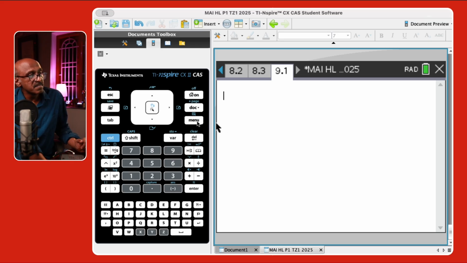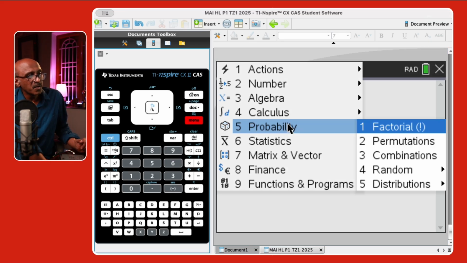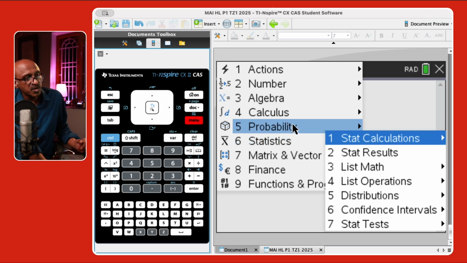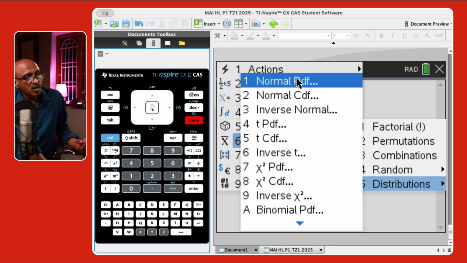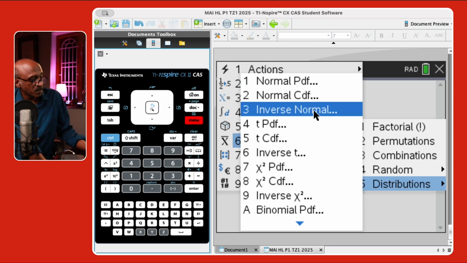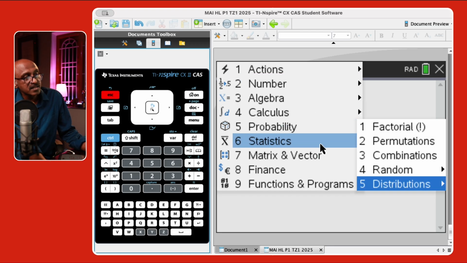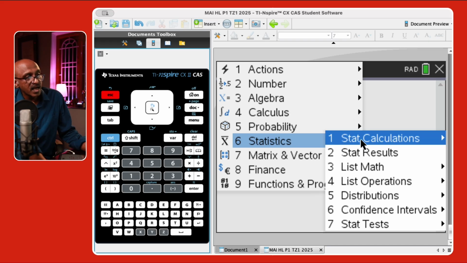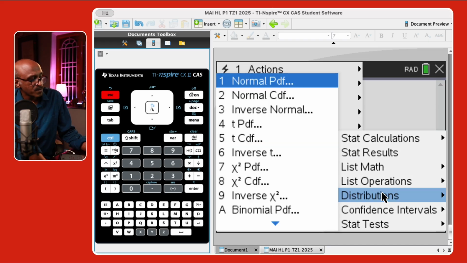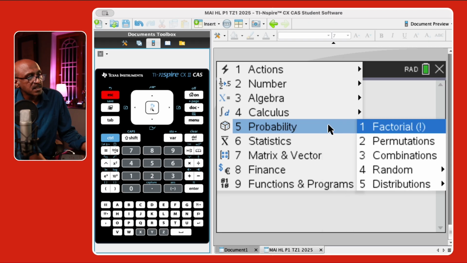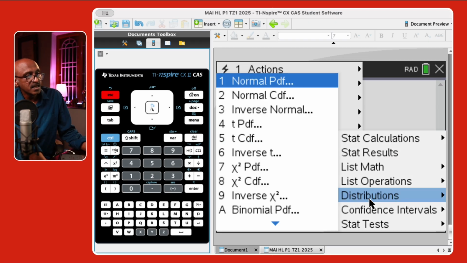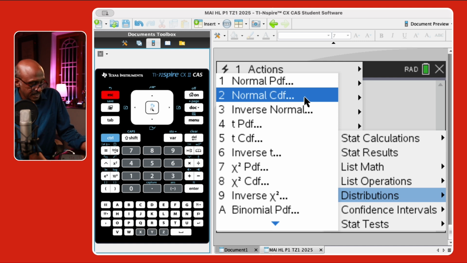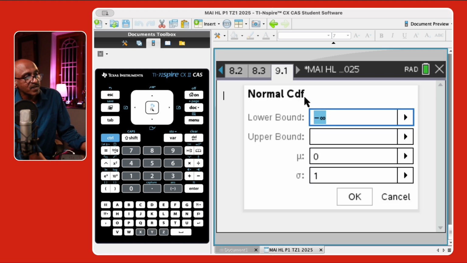So we're going to go through the menu, and you can either go via probability or you can go via statistics. In both those menus, you can see under probability that option 5 is distributions, and you can see the normal PDF or CDF, inverse normal, all those options are there. And the same way you could go via statistics, okay? And in statistics, you have distributions number 5. Is it number 5 for both? Let me just check. Probability is number 5. Statistics is also number 5. Wow, great. So let's go via statistics. Distributions, normal CDF is what we're looking at.